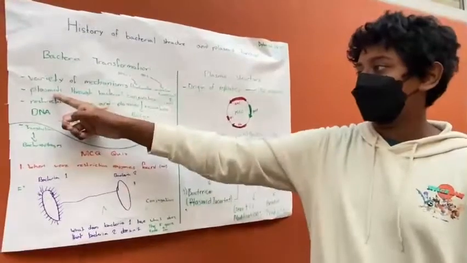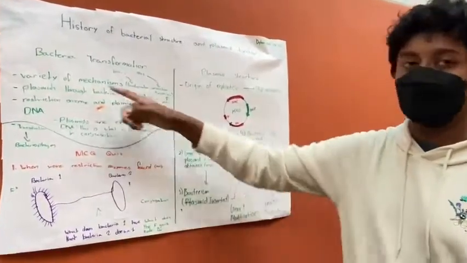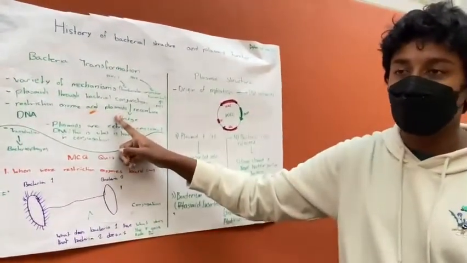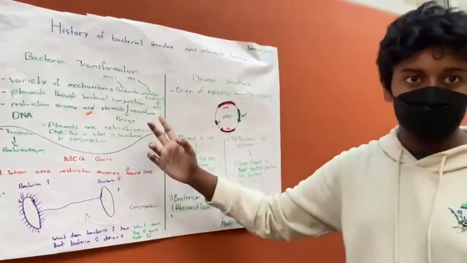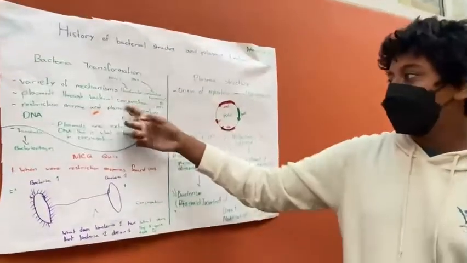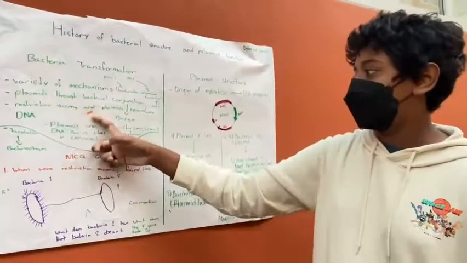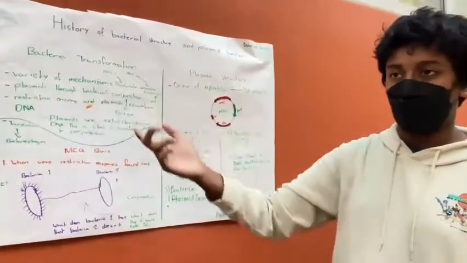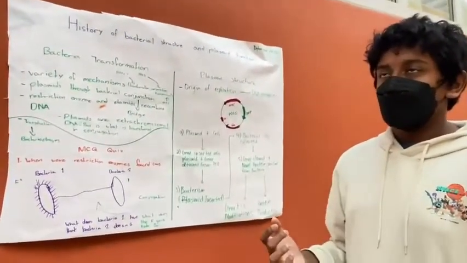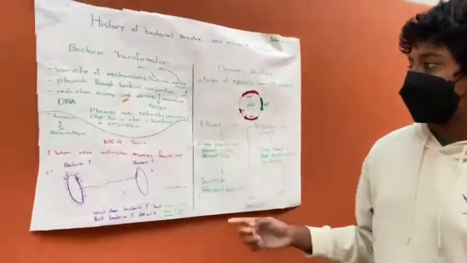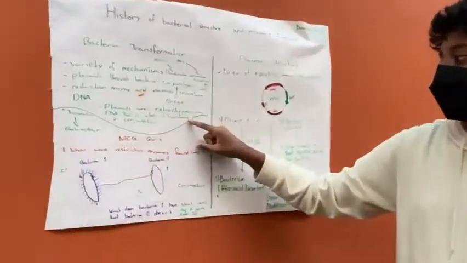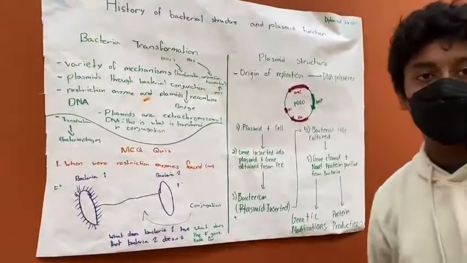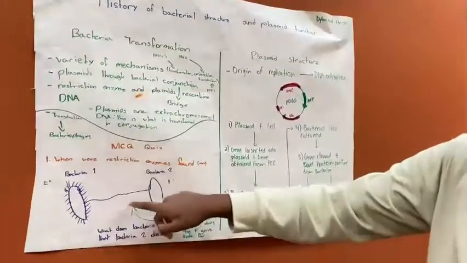So the way they discovered plasmids was through bacterial conjugation, and they discovered plasmids in 1952, and circular DNA was determined in 1962. So restriction enzymes and plasmids help recombine the DNA. That's the whole way that bacteria transform themselves using plasmids. And plasmids are actually extra chromosomal DNA, and this is what is transferred in conjugation. That's the diagram of it.